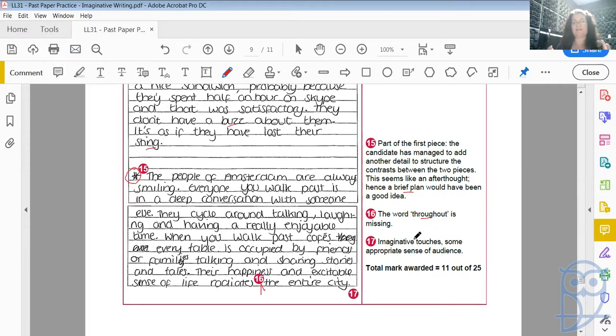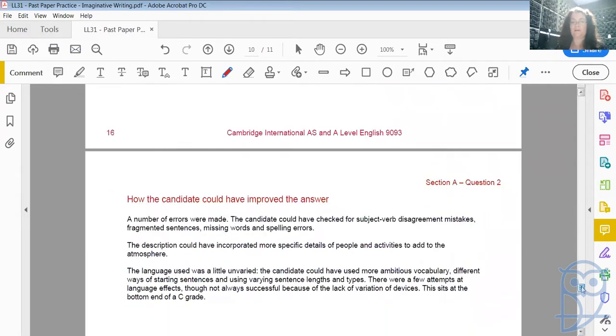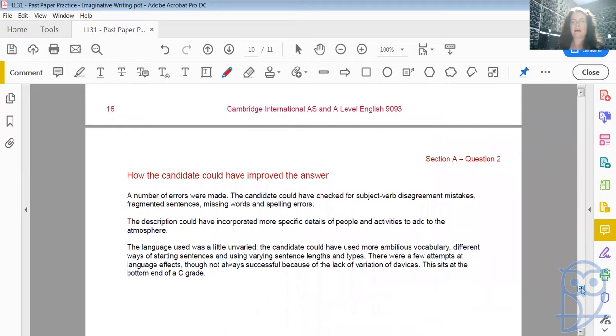So there is this continuous sense of who is being addressed as the audience here, the kinds of things that are being told to the audience. Overall, this person was awarded 11 out of 25. So it's not even quite a pass. Let's have a look at how the candidate could have improved the answer.